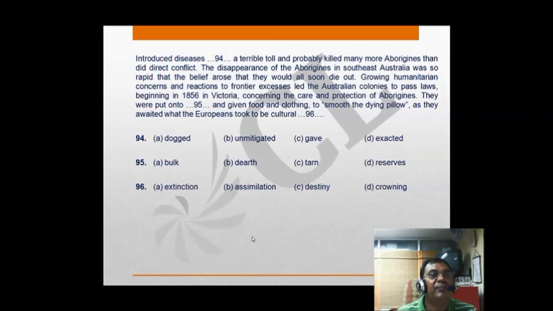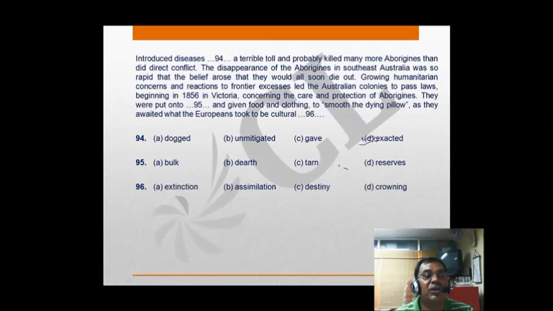Indeed, introduced diseases exacted a terrible toll. Exacted, that means it actually had an effect. So I like this word. Terrible toll, and probably killed many more Aborigines than did direct conflict. The disappearance of Southeast Asia was so rapid that they would also die.